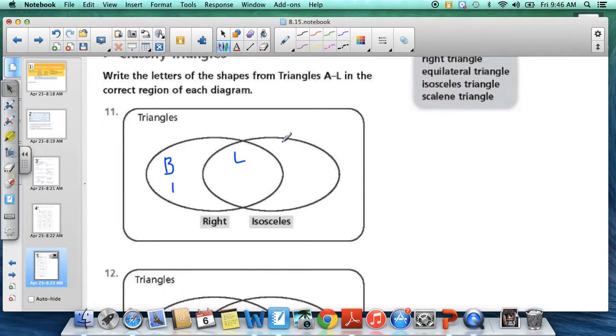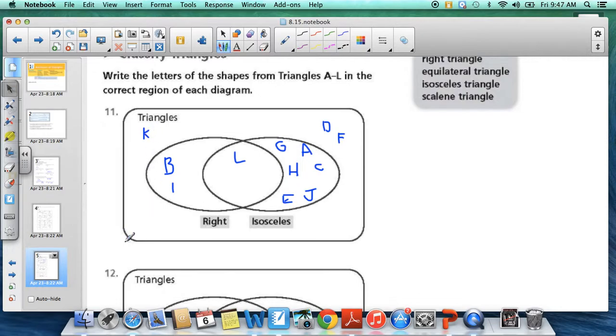Then on our isosceles we have G, A, H, C, E, and J. Okay, and then on the outer edge, we also have triangle D because it doesn't fit into either of these two areas, and F, and K.